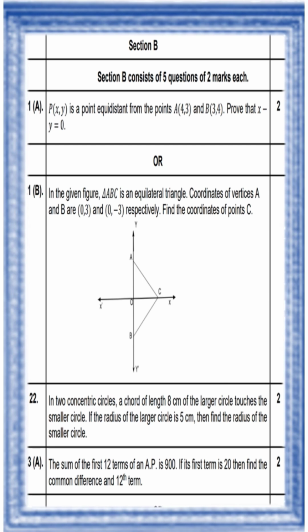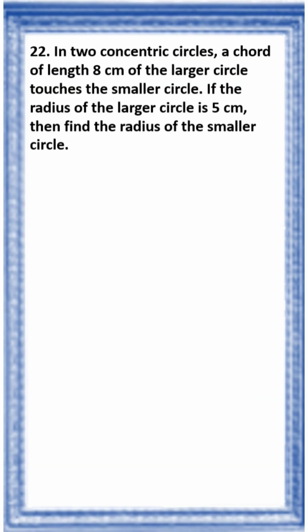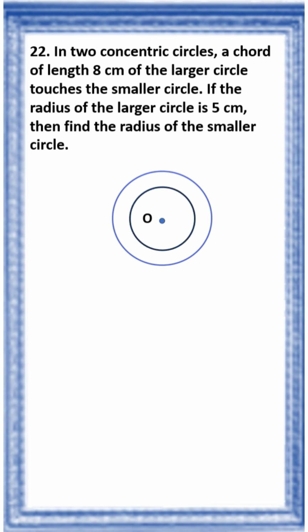Now let us solve question number 22 of section B. The question is, in two concentric circles, a chord of length 8 cm of the larger circle touches the smaller circle. If the radius of the larger circle is 5 cm, then find the radius of the smaller circle. Here there are two concentric circles. Let us draw the circles. This is the bigger circle. This one is the smaller circle which shares the same center. So they are concentric circles. Here the chord of the bigger circle is also a tangent of the smaller circle. Let us name it as chord AB. The length of it is 8 cm.